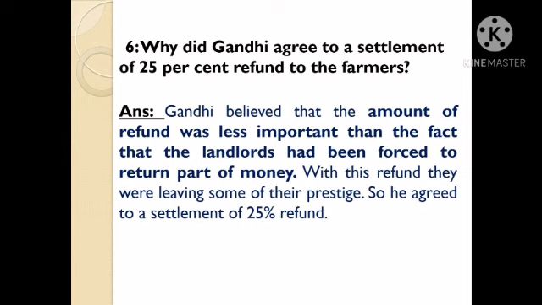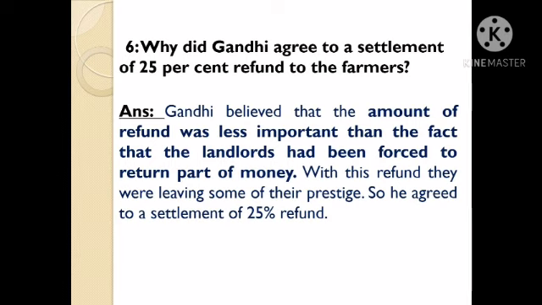Question number 6. Why did Gandhi agree to a settlement of 25% refund to the farmers? Answer. Gandhi believed that the amount of refund was less important than the fact that landlords have been forced to return part of the money. With this refund, they were losing some of their prestige. Prestige means respect. So he agreed to a settlement of 25% refund. So what happened was, when the whole matter of indigo was taken to court, then the planters were found guilty and they were asked to pay 25% amount to the peasants.